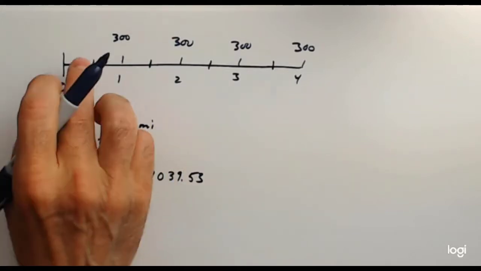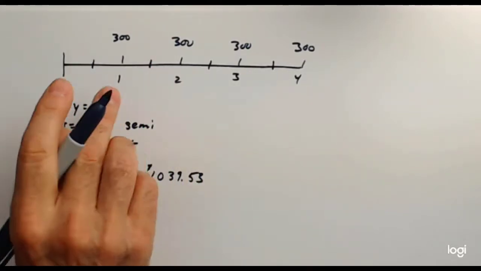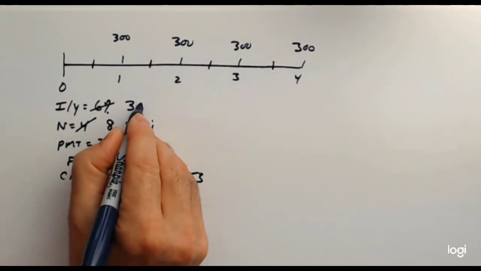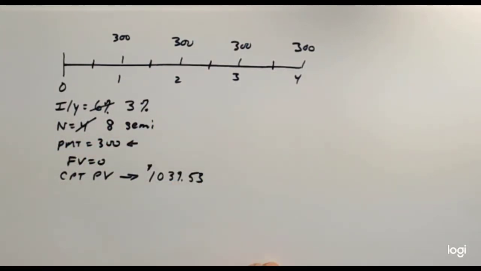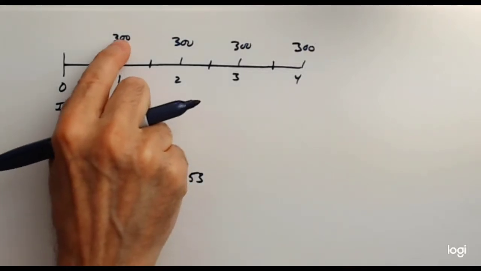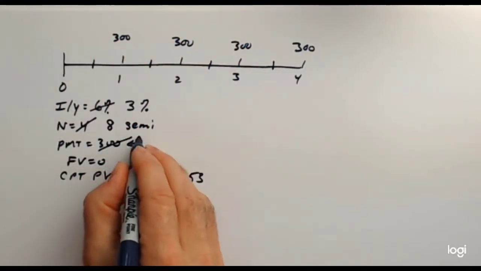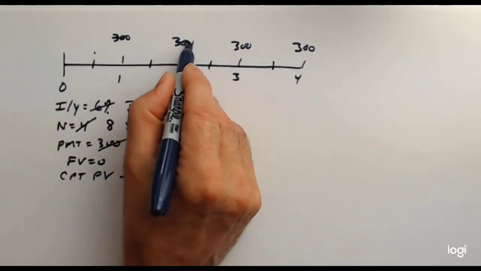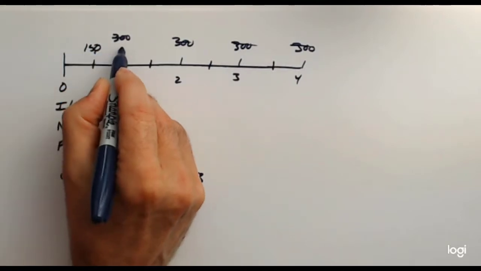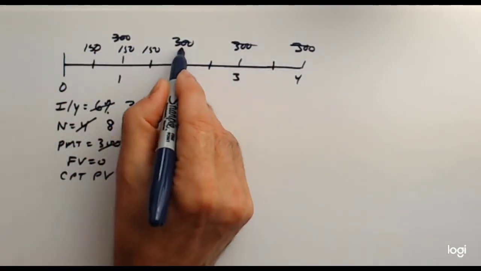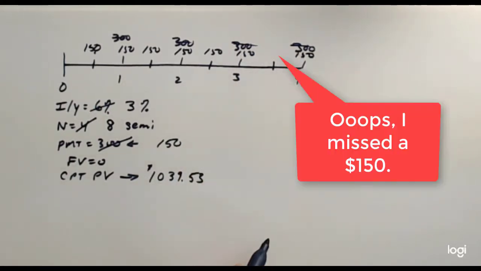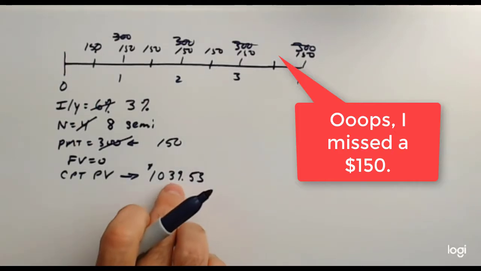You have to take the interest rate and chop it in half because we just chopped every year in half. So the interest rate is now 3%. And we've got to make one more adjustment. We're going to take this cash flow and chop it in half also. So we're going to get 150 here, 150 here. And now we're going to compute the new value. It's going to be different than this.